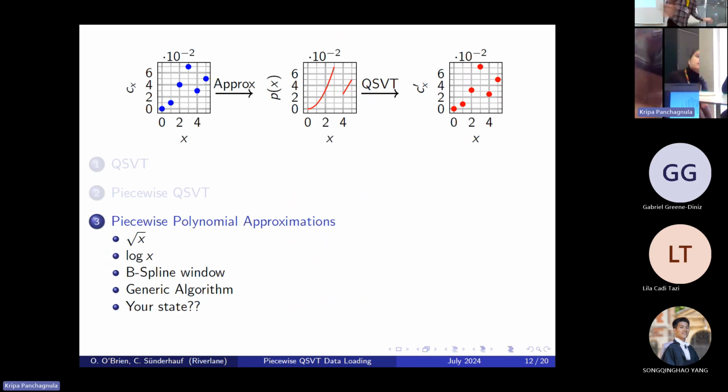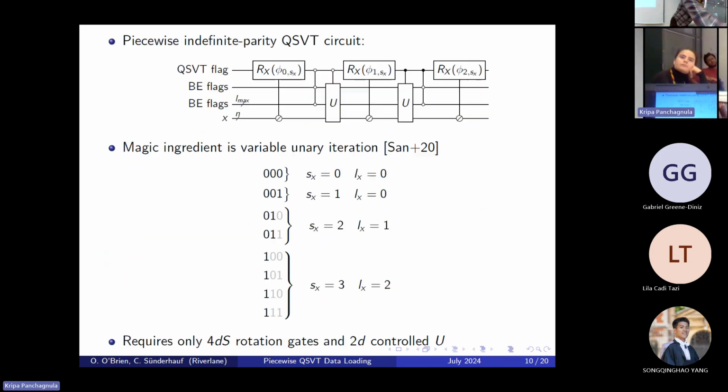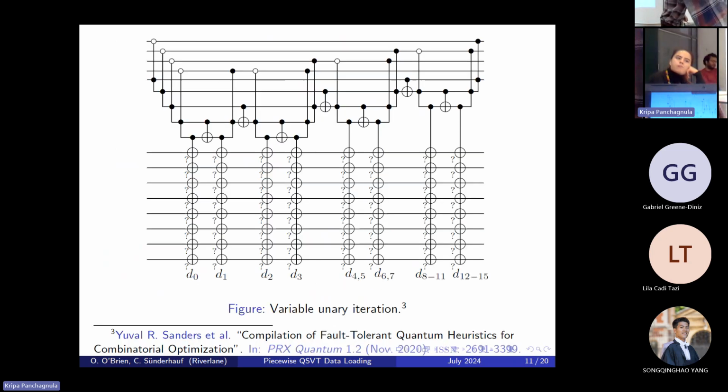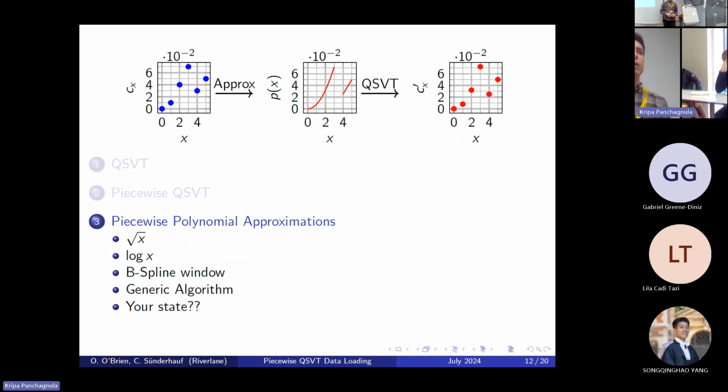So yeah, that's effectively all you need. This is the circuit that will do piecewise QSVT on your linear diagonal block encoding with a cost of DS gates. Does anyone have any more questions about that before I move on to the applications?